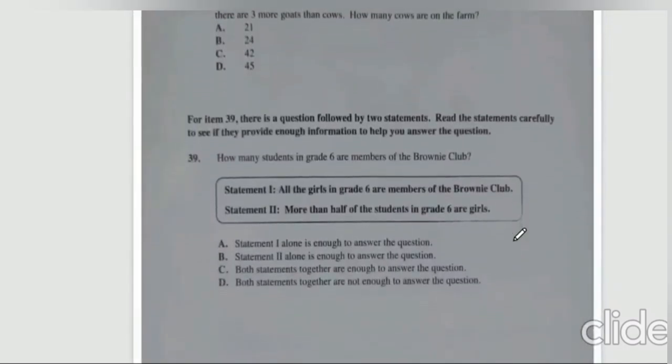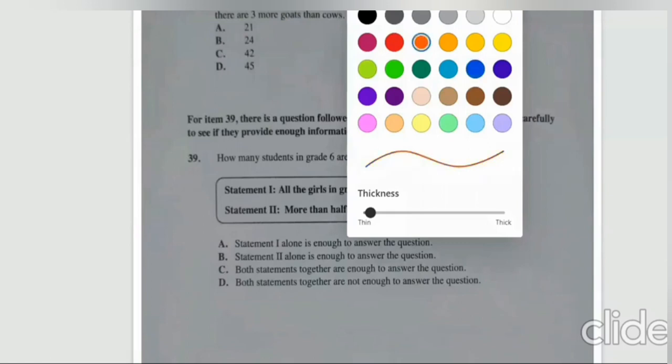There are 60 animals on a farm: cows, goats, chickens. There are 15 chickens, and there are 3 more goats than cows. How many cows are on the farm? So we know exactly that there are 15 chickens. Out of the 60 animals, there are 15 chickens. So 60 take away 15 would be 45. So we now have to share this 45 between the cows and the goats. It tells us, though, that there are 3 more goats than cows.